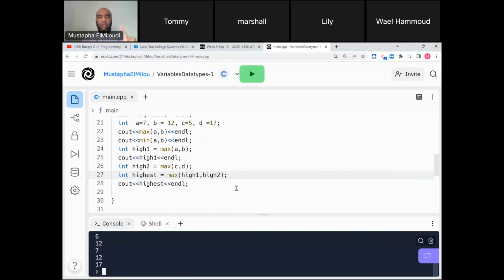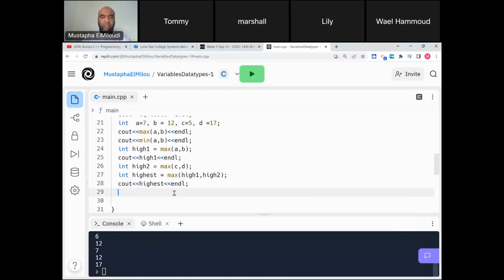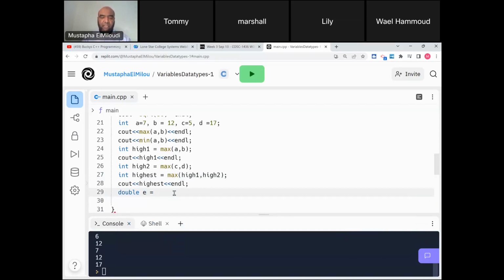Okay, so far we learned about pow, sqrt for square root, max, and min. Now there is another one called floor. Let's have a variable first, and it's going to be a double. Let's say we have E, that's a variable, and I'm going to assign it 6.57.